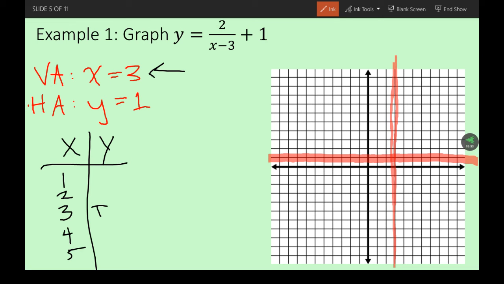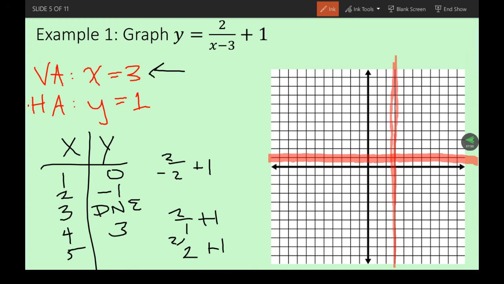So if I try and plug in 3, I end up with 2 divided by 0, which I cannot do. It does not exist. If I plug in a 2, I get 2 divided by negative 1, plus 1, which is negative 2 plus 1 gives me negative 1. When I plug in a positive 1, I end up with 2 divided by negative 2, plus 1, which ends up as negative 1 plus 1, which is 0. When I plug in a 4, I get 2 over 1 plus 1, which is 3. Plug in a 5, I get 2 over 2 plus 1, which is 1 plus 1, which is 2.